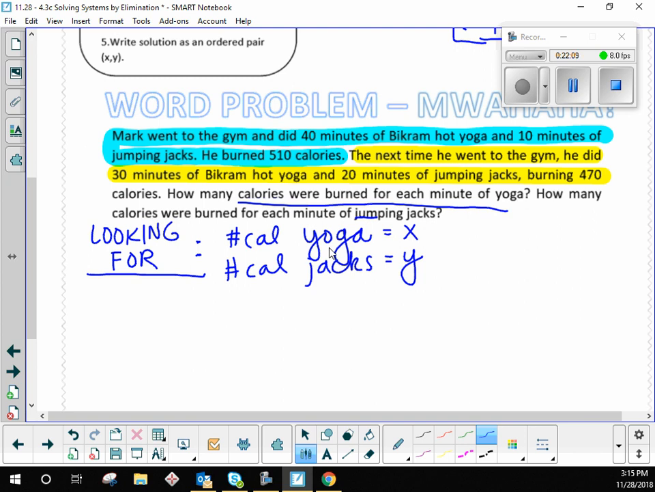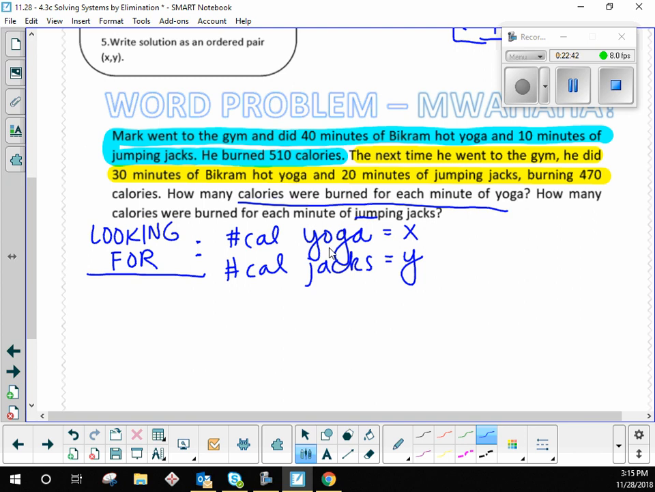How do I combine that 40 and that X? What do I do with them? The 40 and X, how do they relate to each other? It's 40 minutes of yoga, X calories per minute. Am I going to add those, multiply those? Or let me put it this way. Let's say I knew how much he burned. If he went 40 minutes of yoga and burned 5 calories per minute, what would you do with those numbers to figure out how many calories he burned altogether?